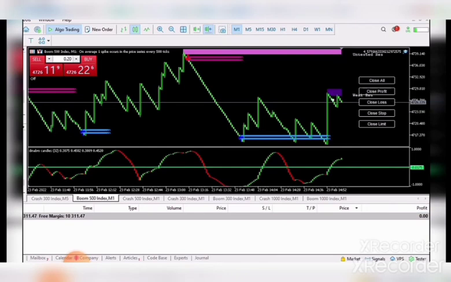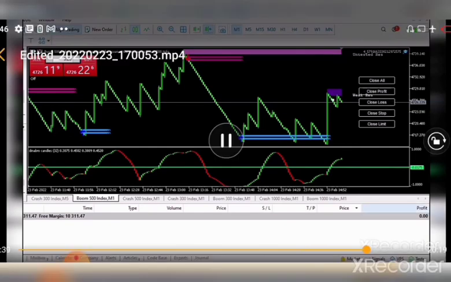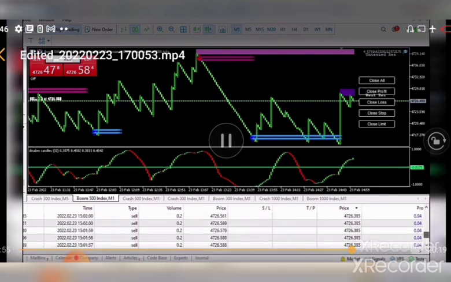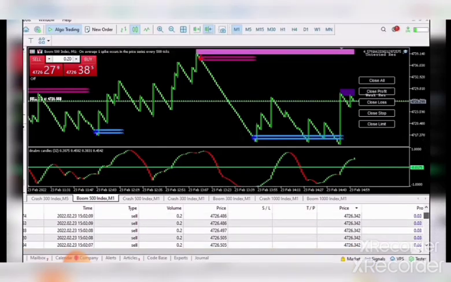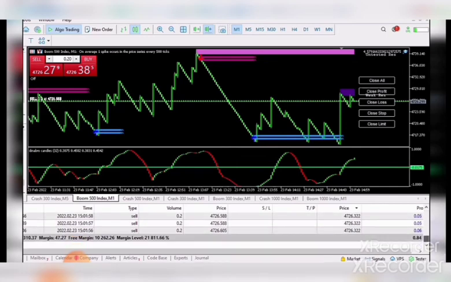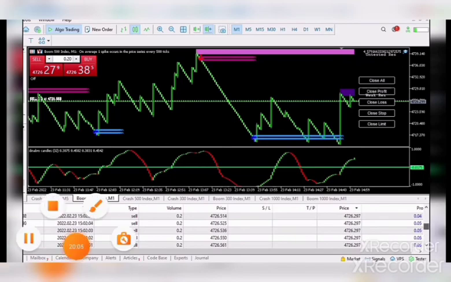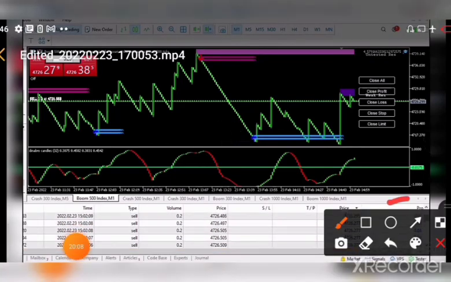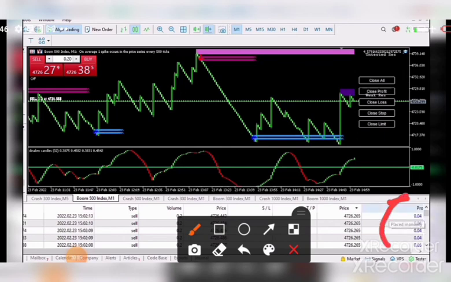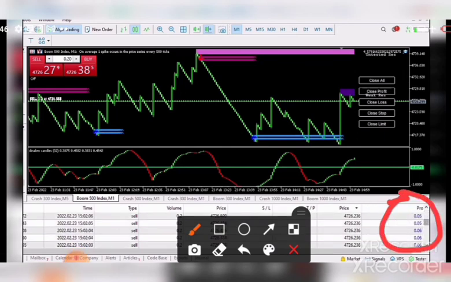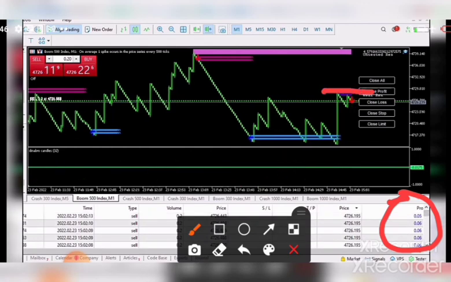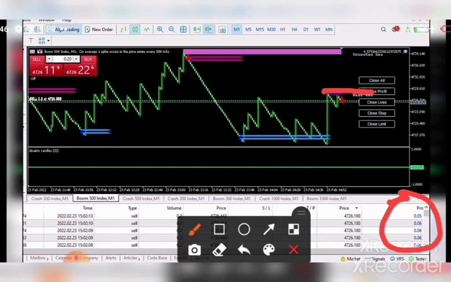Okay, let me just go back a bit. So I click on it. You see what happened immediately. I click on this and the whole thing will just close on its own. This whole trade will close on its own. Just watch and see. Immediately I click on this one here, you see what will happen. That's how effective this trading bot is.